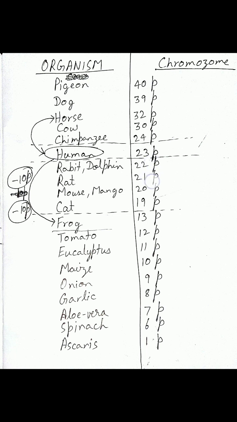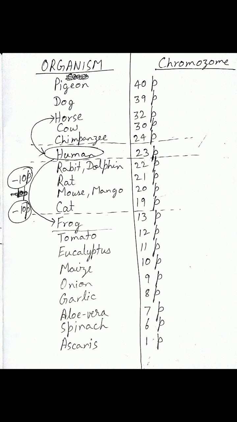The first one we have is human. You can notice that I have encircled humans as 23. Humans have 23 pairs of chromosomes, out of which 22 pairs are autosomes, similar, and the 23rd pair is the sex chromosome pair. This is a quick revision of the previous video.